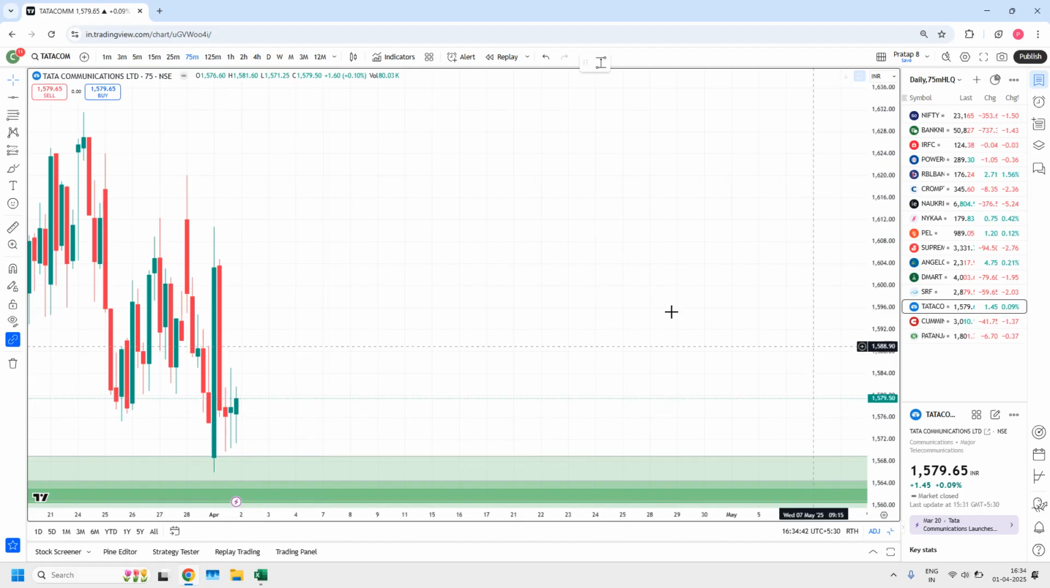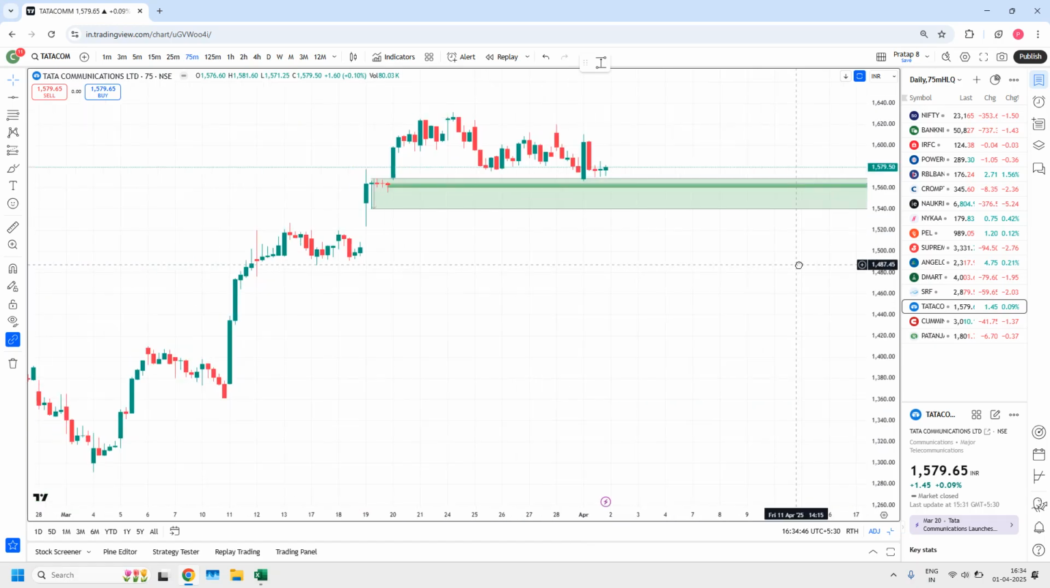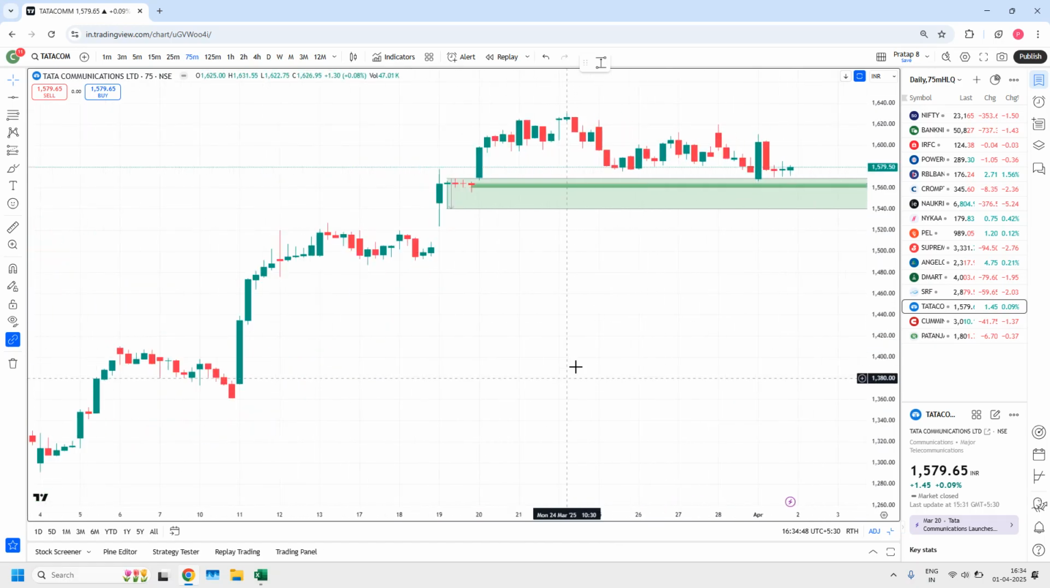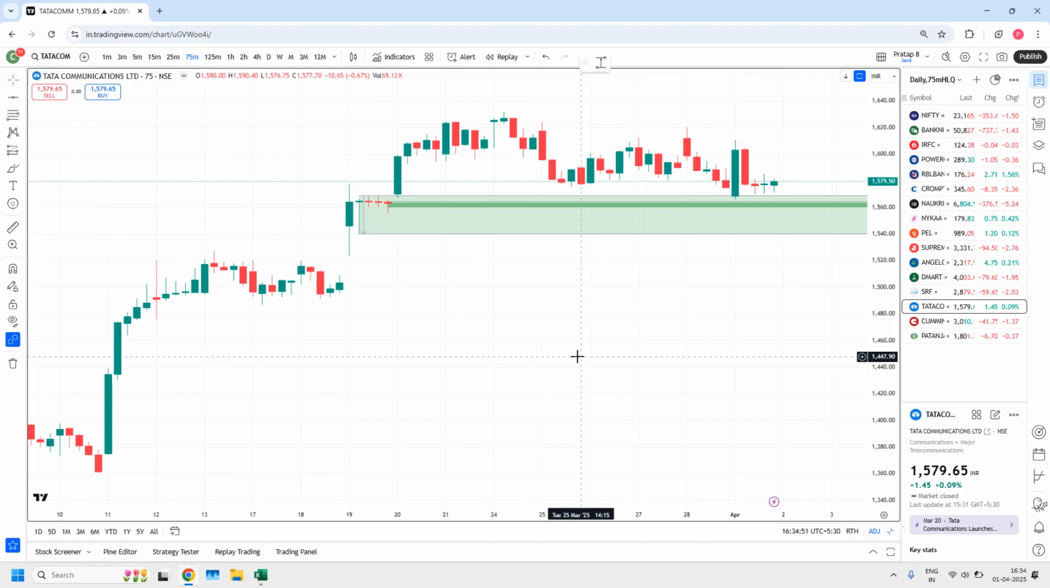Cummins we discussed and Patanjali we discussed. So these are the high liquidity zones we identified in the previous session and analyzed as per today's market. Hope this information will be useful to you.